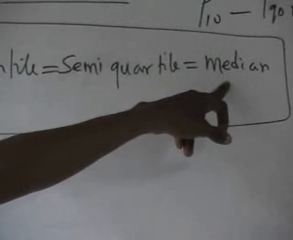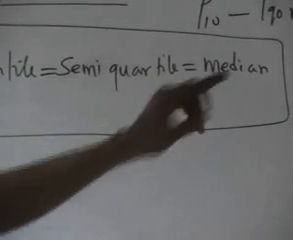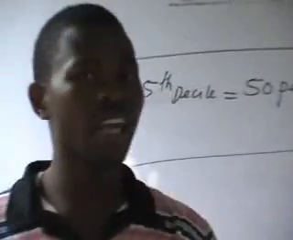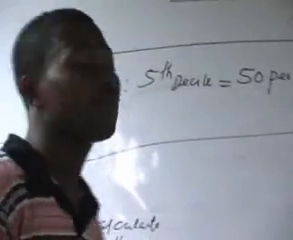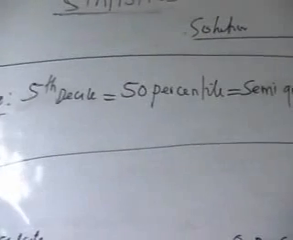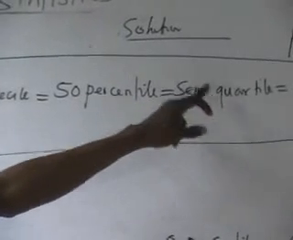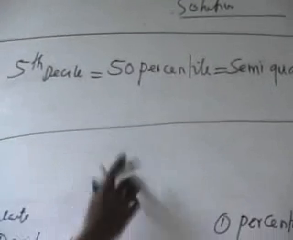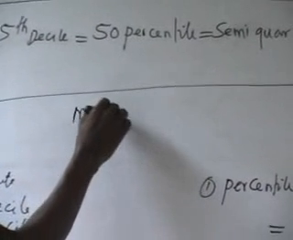And totally all of them, they are also equal to what? Median. I want you to note that, because in exam condition, they can ask you what is the equivalent of 50 decile. 50 decile, it is equal to what? 50 percentile. And at the same time, it is equal to what? Quartile, semi-quartile, and median. Let me prove it. According to what is the formula for median? Let us prove it now.